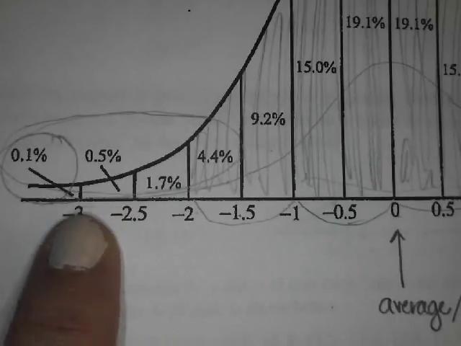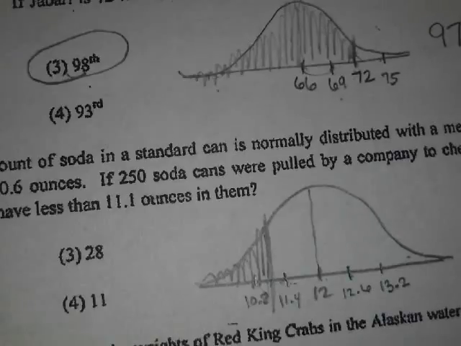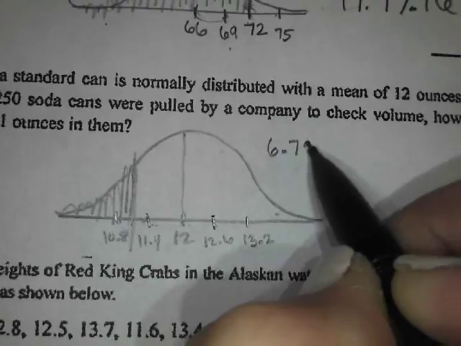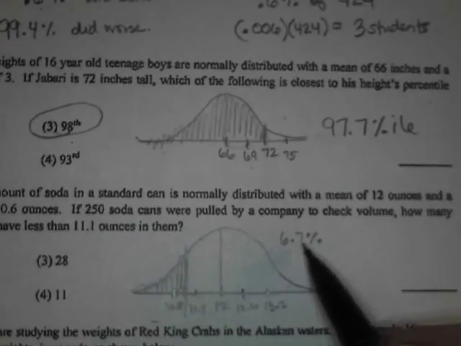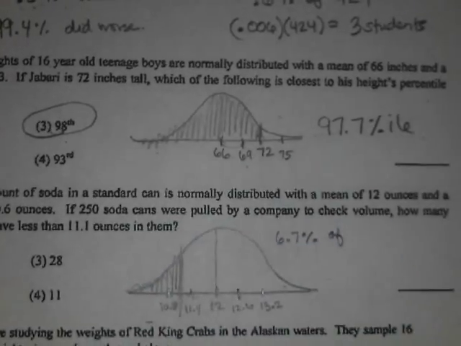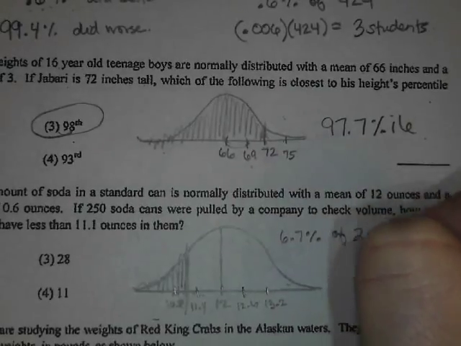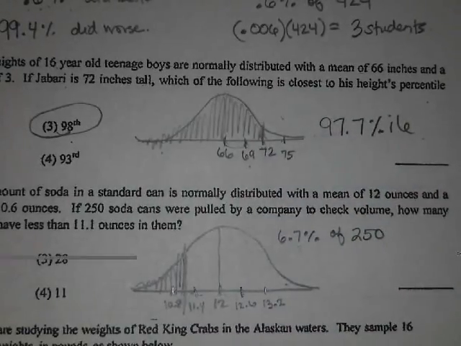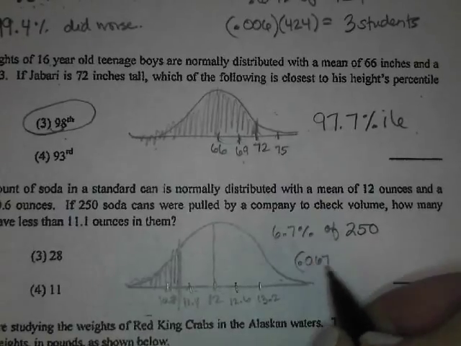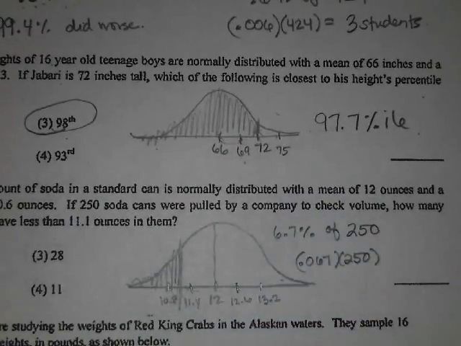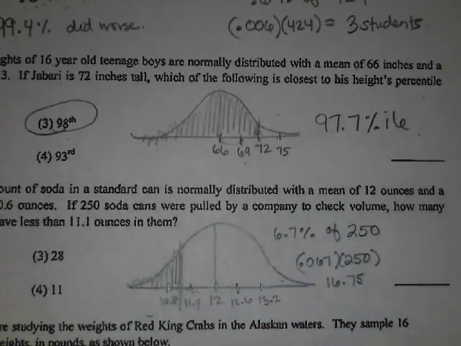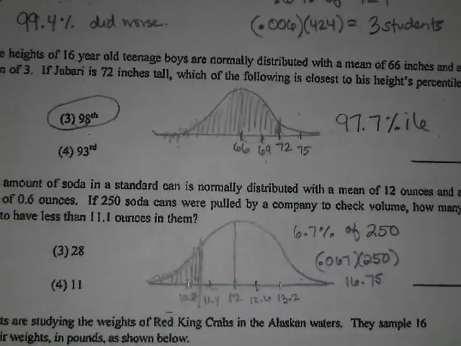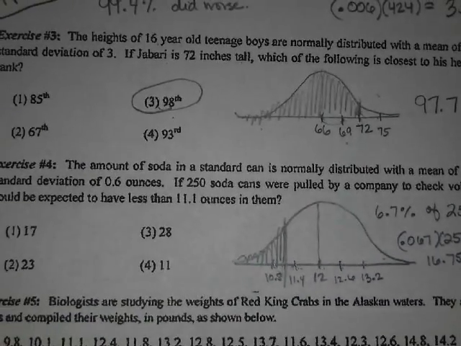So this is 6.7%, but they're asking us for how many cans. So that's 6.7% of what number? 250. 250 cans. And then we would just type in .067 times 250. And that's approximately 16.75 cans, which is impossible, right? You just go to your nearest whole number, which is 17. Any questions?